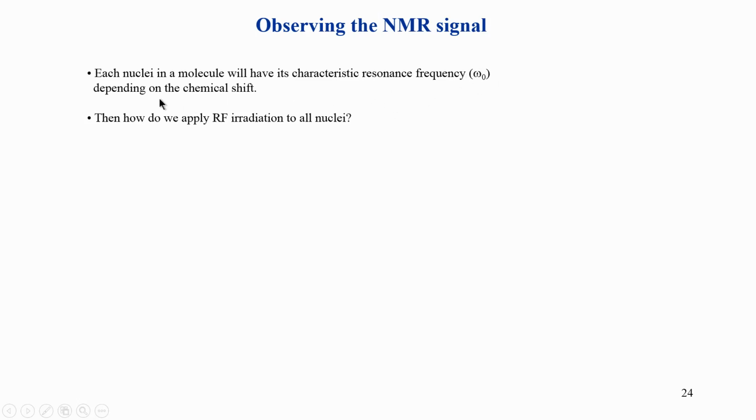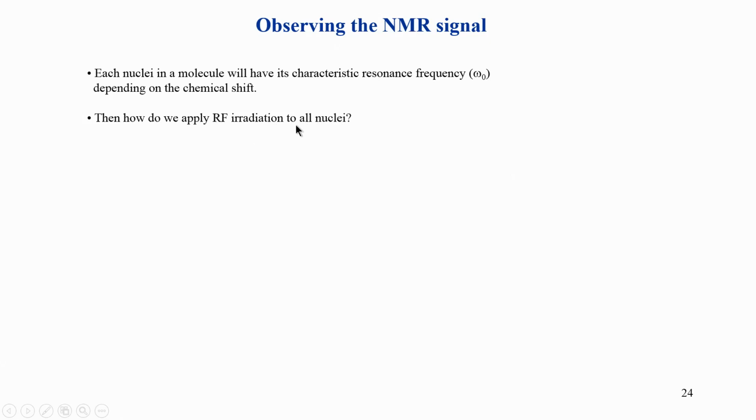Therefore, we have to excite all of them, meaning we have to have resonance for all of them at the same time. How do we achieve that? We achieve that by applying a pulse. This is where the pulse NMR concept comes into the picture. So, how do we apply an RF radiation which is on resonance with all nuclei?